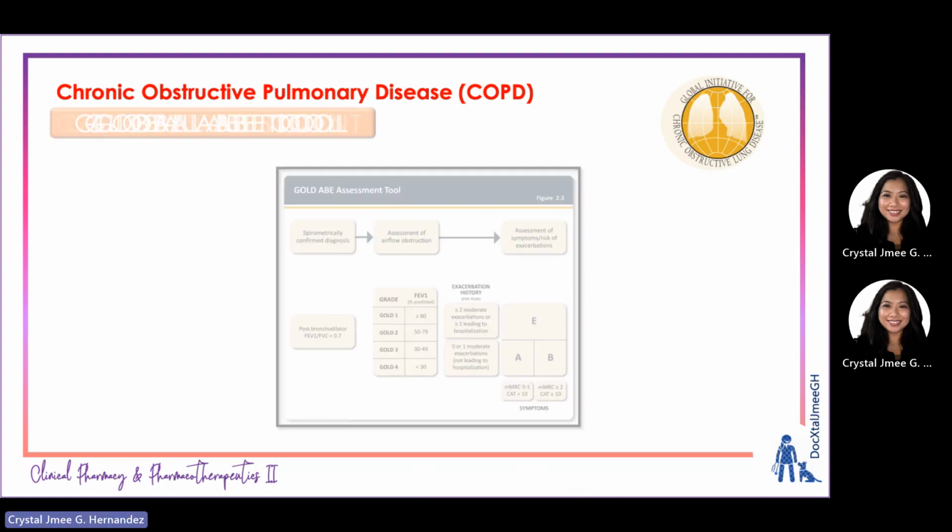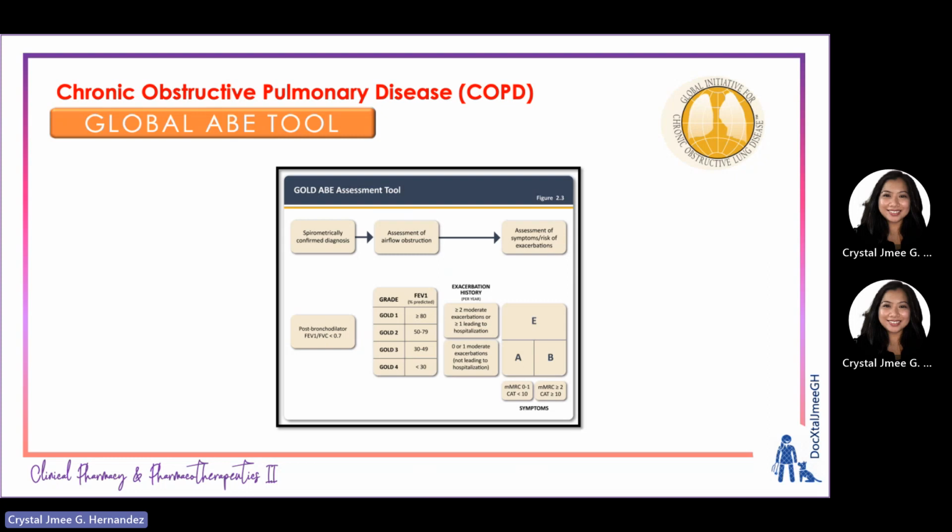So how would the diagnosis, or how are we going to use this one? Based on the GOLD ABE assessment tool, this is the updated version, the 2023 version. So first, as we have said, spirometry will confirm the diagnosis. That would include the post-bronchodilator result of the ratio of forced expiratory volume and forced vital capacity that is less than 0.7.